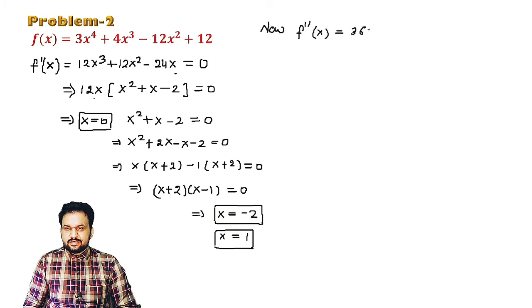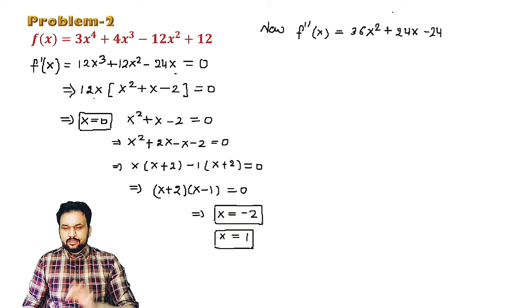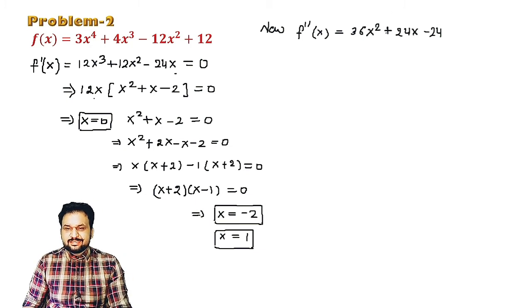It becomes 36x^2 plus 24x minus 24. Now it's time to find at which point your function is giving you a positive as well as a negative result. So here I'm just going to start. We have 3 points, my dear. One is x equal to 0, one is x equal to minus 2, and one is x equal to 1.